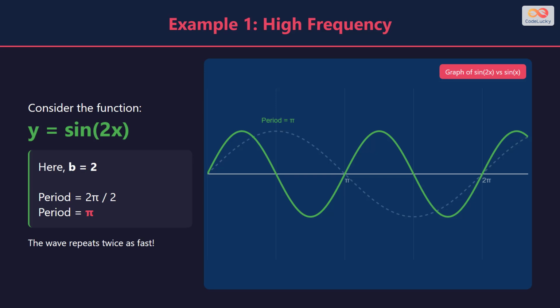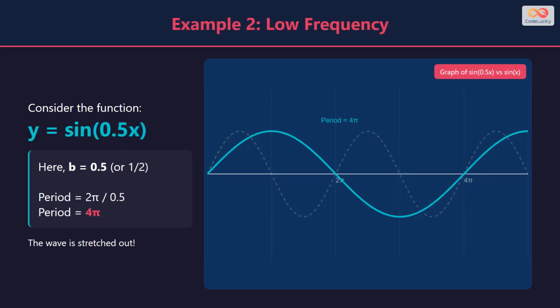Let's look at an example where the frequency is high. Consider y equals sine of 2x here. Our b value is 2. Using our formula, we divide 2 pi by 2, which gives us a period of just pi. This means the wave completes its cycle twice as fast as the standard wave. It is compressed horizontally.